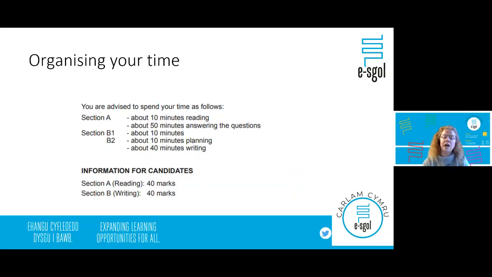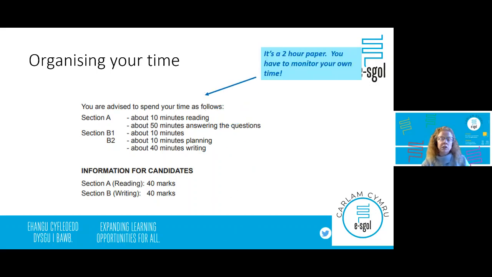Right, organising your time. How are you going to use your time in the exam? You need to monitor your own time. You've got 2 hours. You'll get a warning when you're coming close to the 2-hour ending, but you won't be told when it's time to move from section A to section B. So you won't be told when to move from the reading to the writing. You've got to monitor that for yourself.